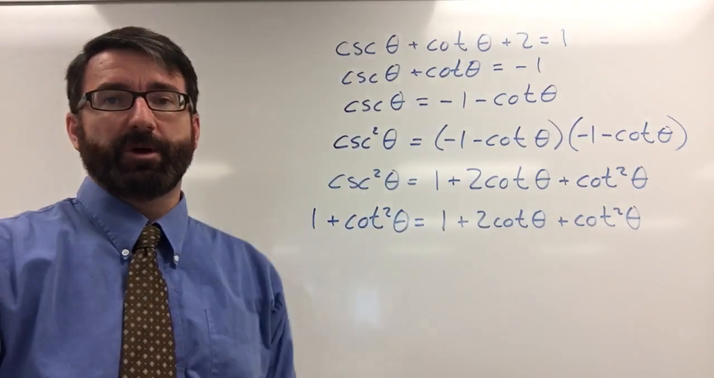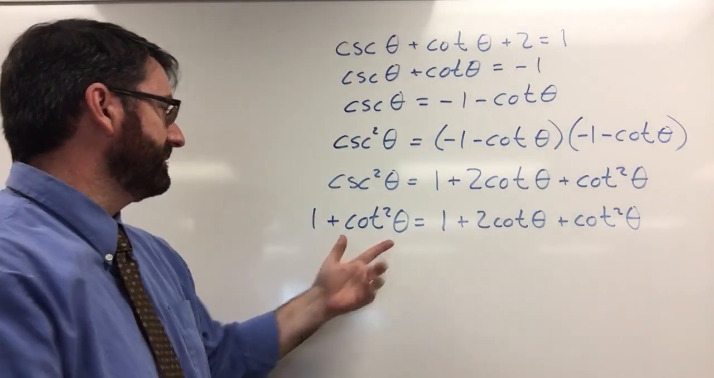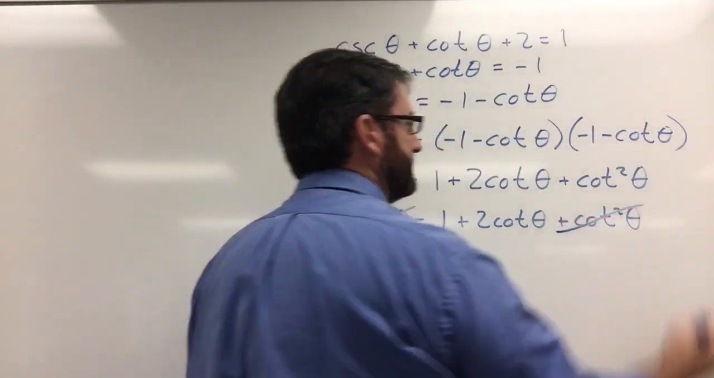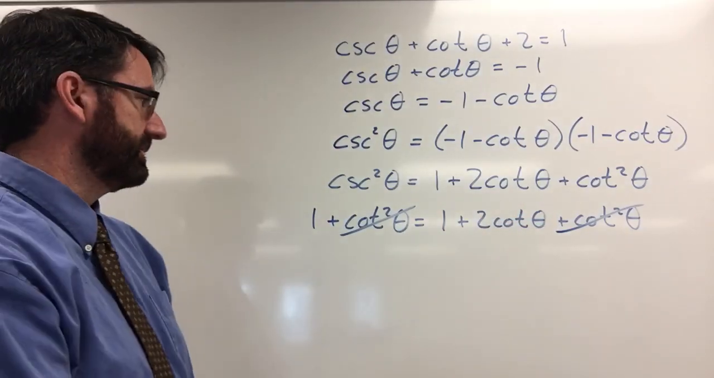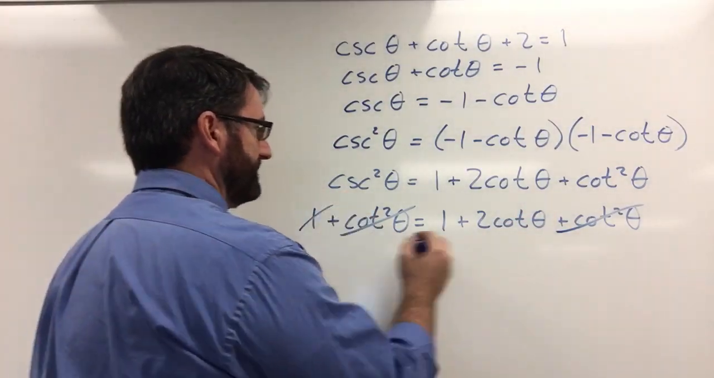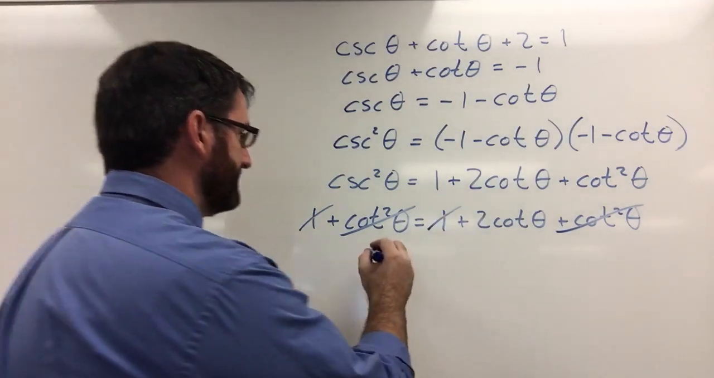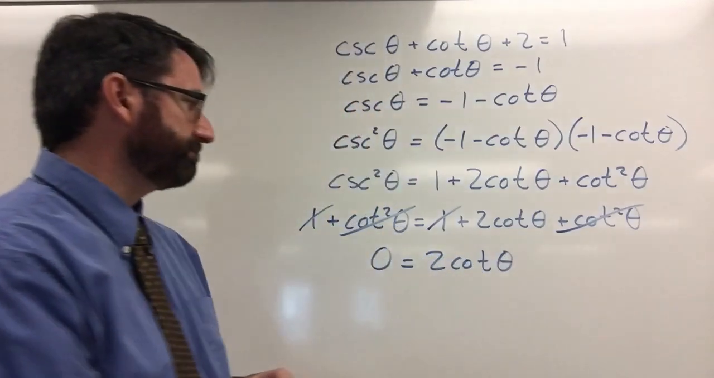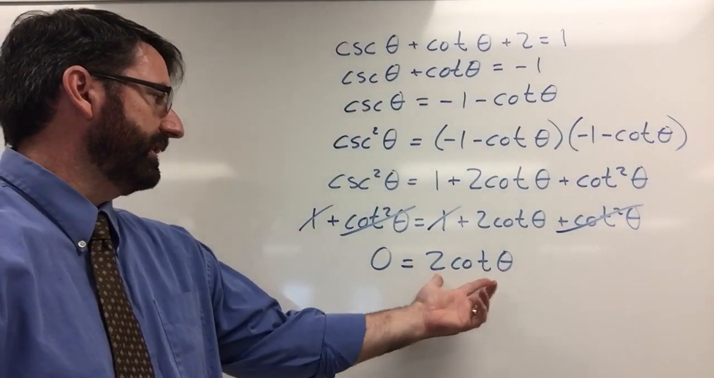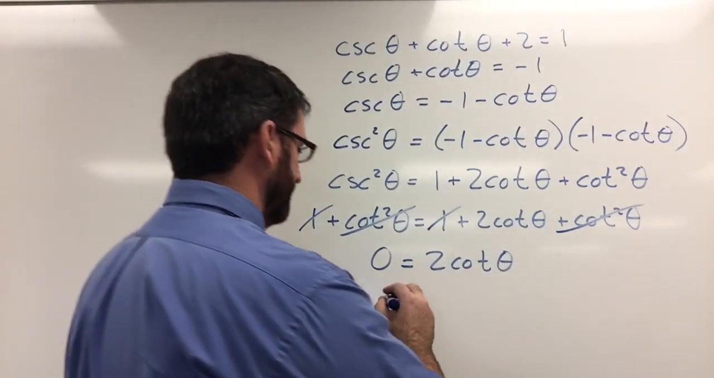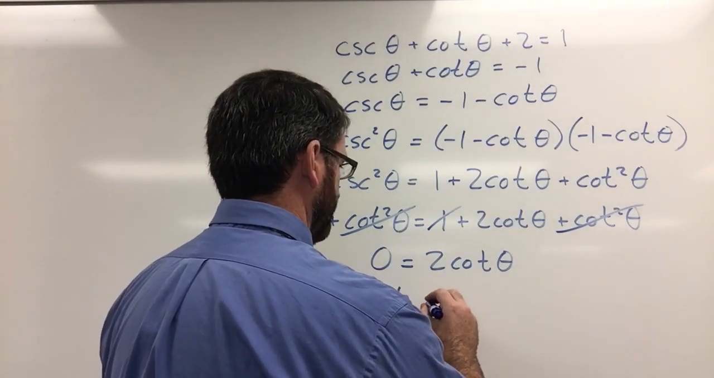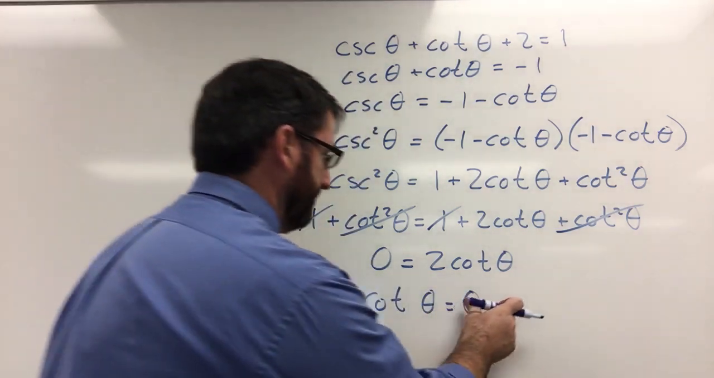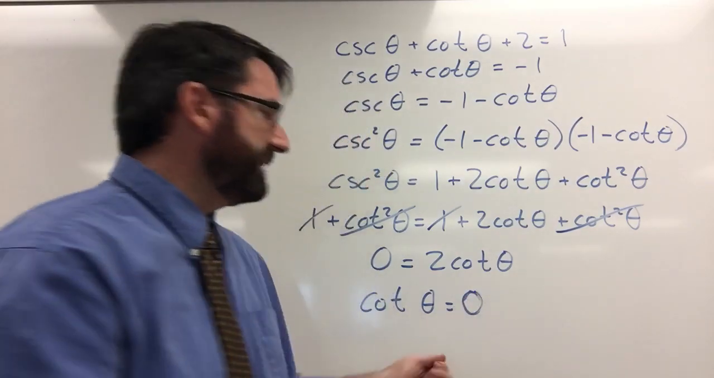Now everything's in terms of cotangent. And now if we subtract cotangent squared from both sides, these are going to go away. Both of those are going to subtract to 0. And the same thing is going to happen if we subtract 1 from both sides. We're going to get 0 is equal to 2 cotangent of theta. And if we divide both sides by 2, we get that cotangent of theta is equal to 0. Cotangent of theta is equal to 0.